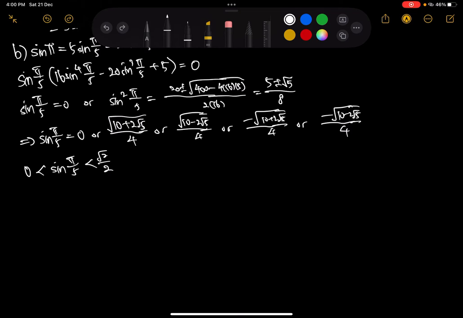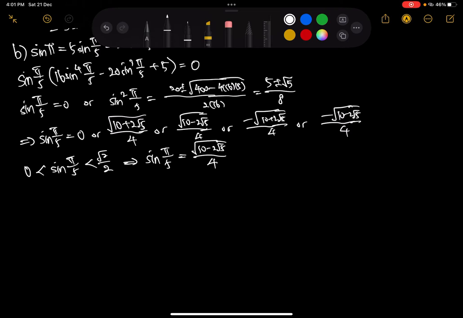3.87 over 4 is about 0.9675, which is bigger than root 2 over 2. So we'll reject this as well. I'm just doing this in my head. So this implies sine pi over 5 is equal to root 10 minus 2 root 5 over 4.